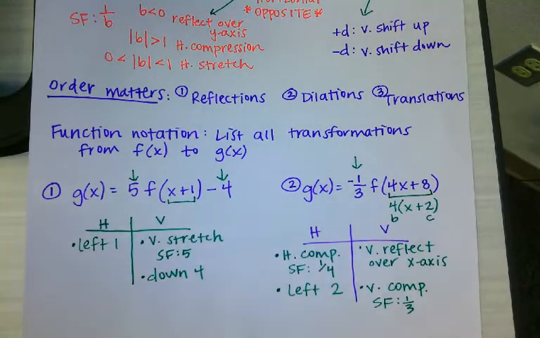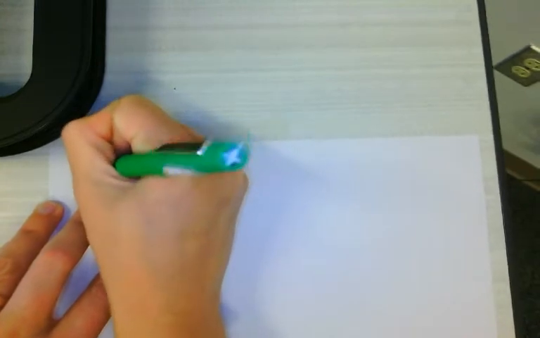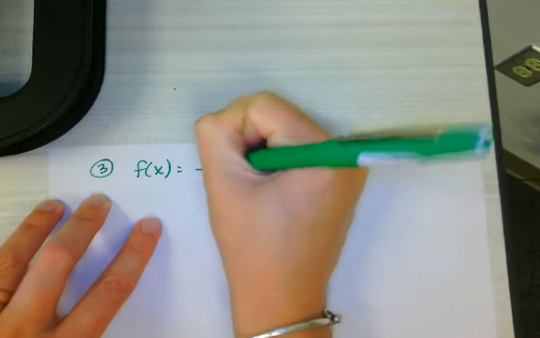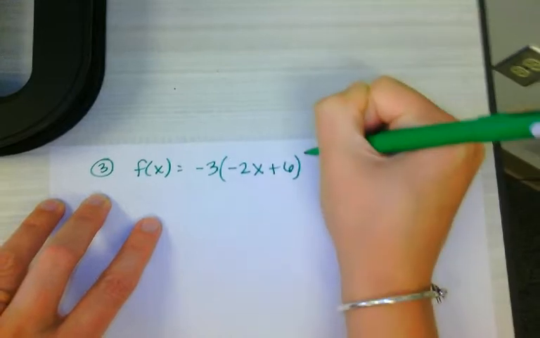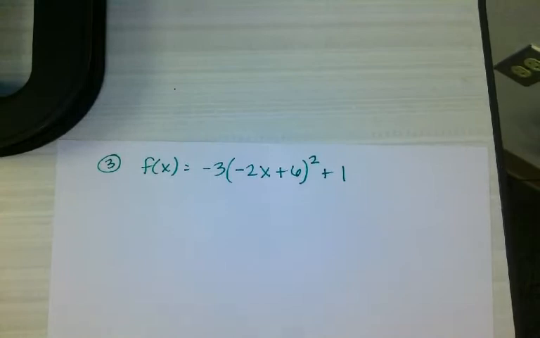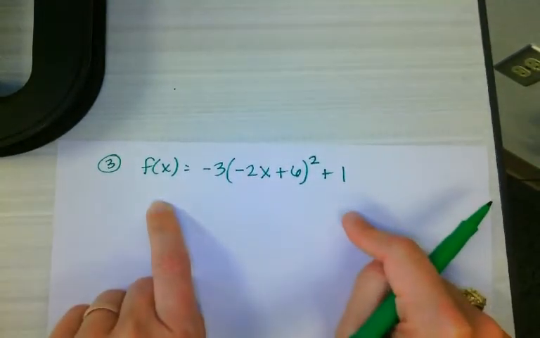Okay, we are going to do 2 final examples. And this time I'm going to make them an actual function. This is going to be what your assignment will look like. So let's see. Example 3, f of x equals negative 3 times negative 2x plus 6 squared plus 1. Okay, this is no longer written as g in terms of f. This is an actual type of function.